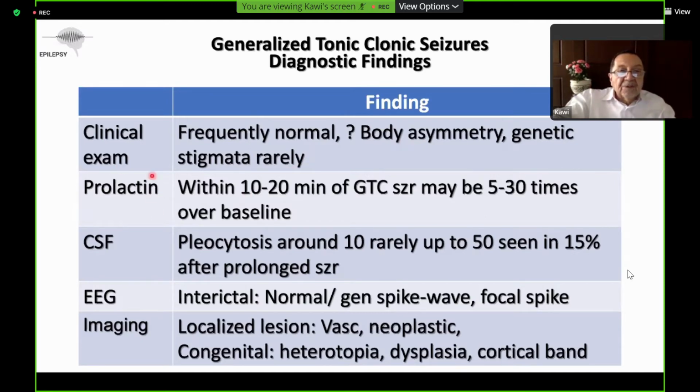We check the prolactin level within 10 to 20 minutes of a generalized tonic-clonic seizure; it may be raised by 5 to 30 times over the baseline. We check CSF. Pleocytosis may happen in any normal seizure, but it is rarely over 10. EEG, the inter-ictal, may be normal or may show us generalized spike wave or focal spikes, and we do the imaging if it localizes a lesion.